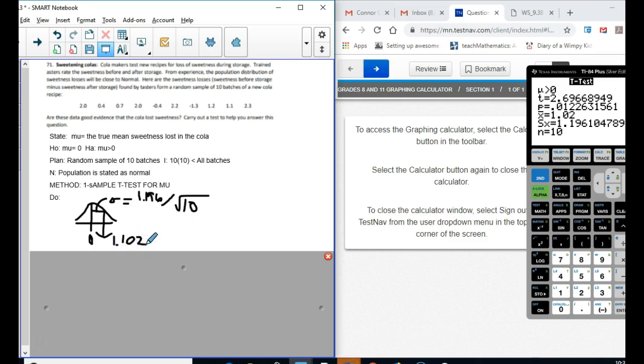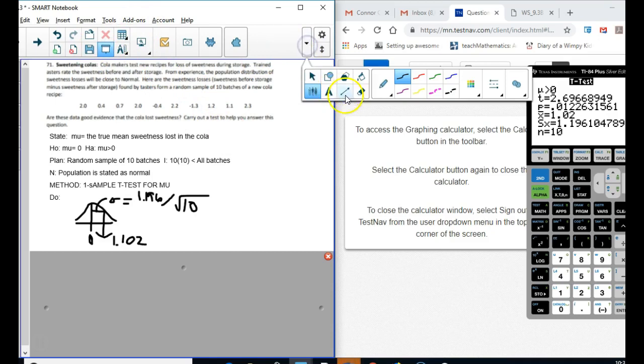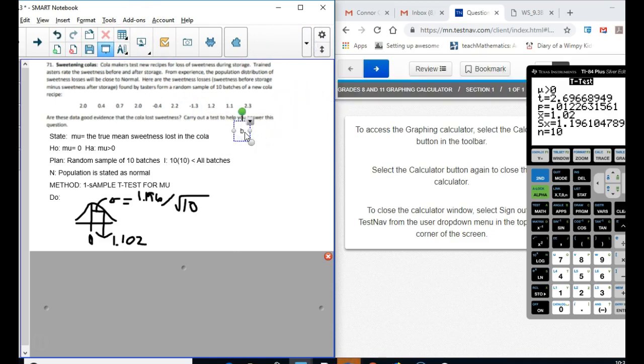So we know right now that the cola lost sweetness. How do we know that? Because if I do before minus after, and that is a positive number, that means the before is bigger. The after is smaller, so it lost sweetness, right? So now 1.102, we lost sweetness. We just need to know, is it a significant amount of sweetness lost?